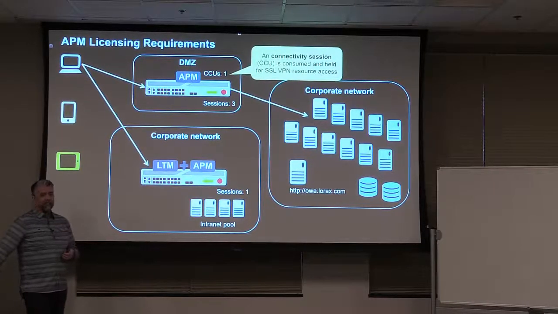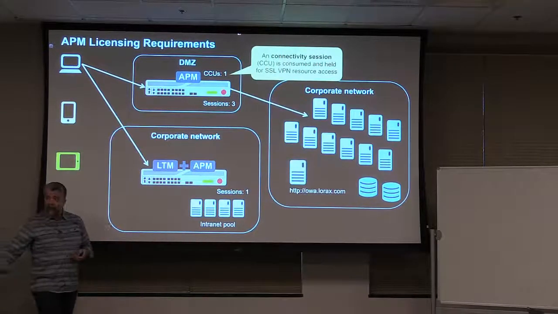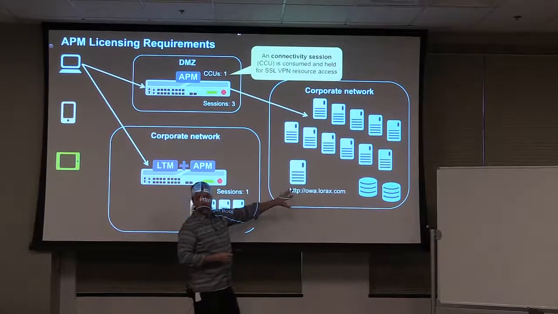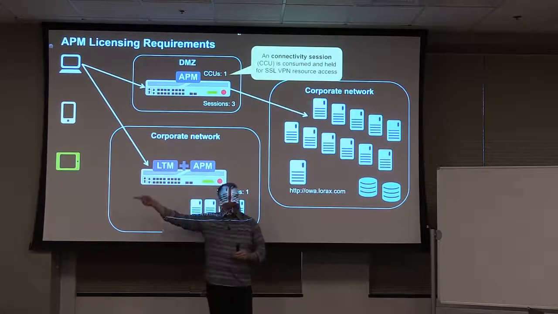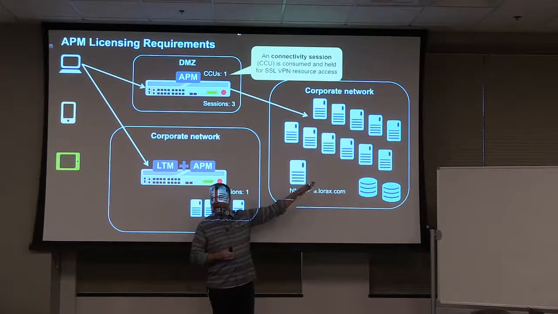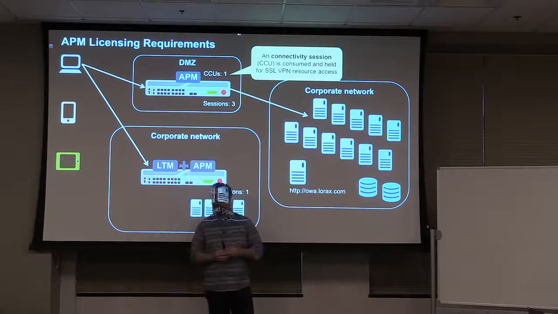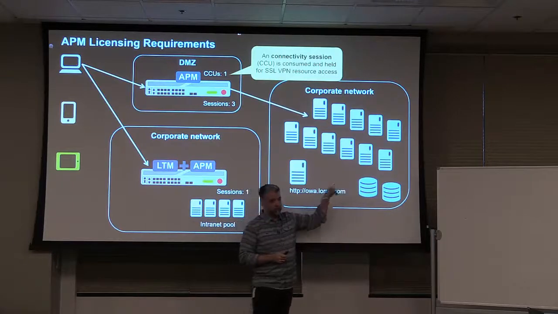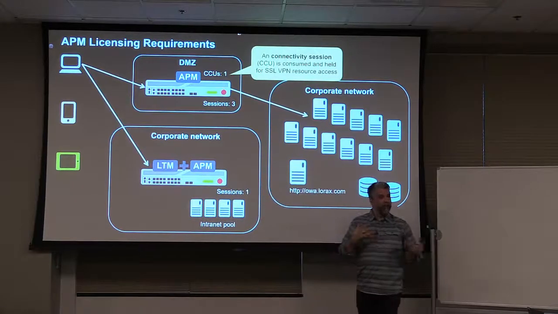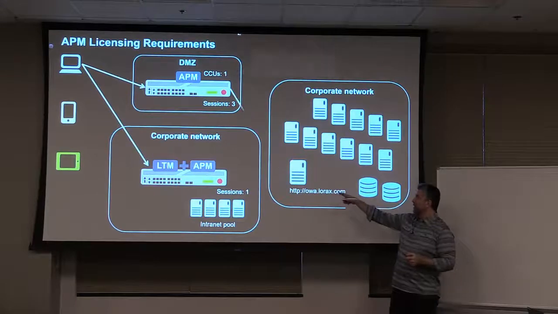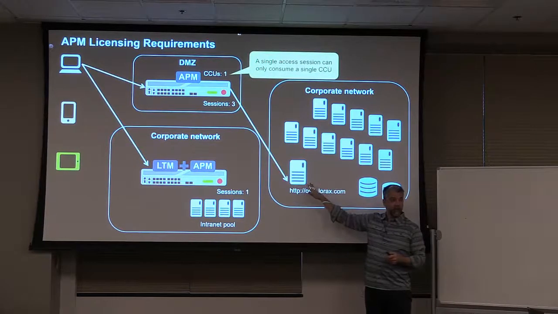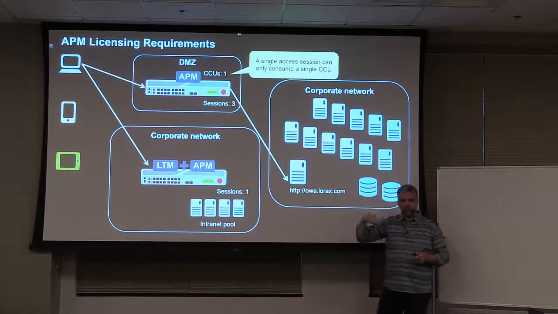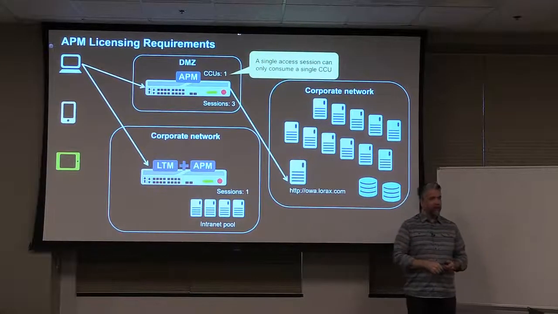So a connectivity session is going to be consumed anytime a user accesses one of these APM resources, like a network resource. So when Bob goes through the APM up there to the network, he consumes an access session, and then he consumes a connectivity session. Now, once he has that connectivity session established, he can access any of the resources available from this APM. Each one of these resources doesn't consume a second and a third connectivity session.